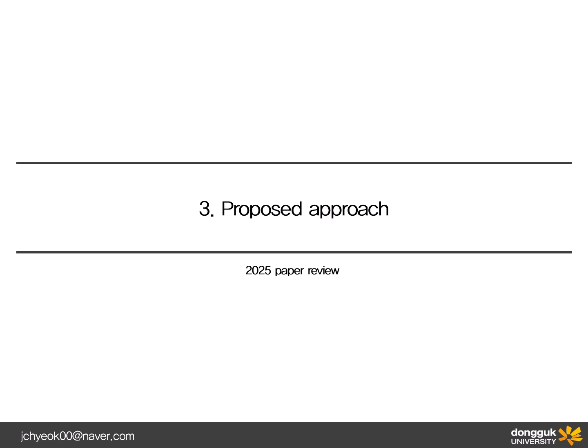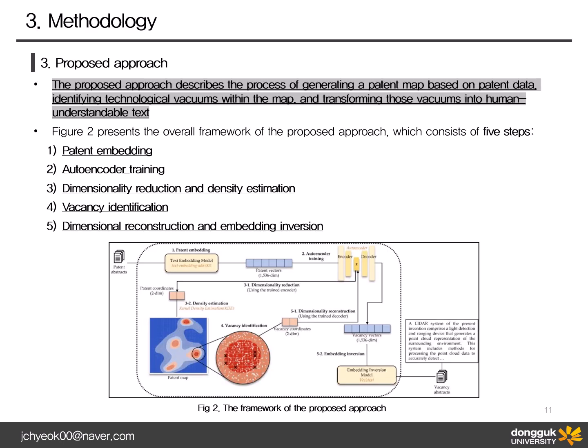This is the proposed approach stage. The proposed approach generates a patent map based on patent data, identifies patent vacancies within the map, and converts those vacancies into human-understandable text. Figure 2 presents the overall framework of the proposed approach, which consists of 5 steps as follows.